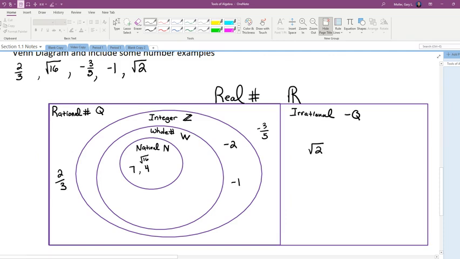All right. And then what about 0? 0 is not natural, but it is a whole number. So 0 belongs here because it's whole. It is an integer. It's 0 over any number. 0 divided by 2 is 0. So it can be written as a fraction. And therefore, it's inside the rational world. All right. Hopefully, this is all making sense.